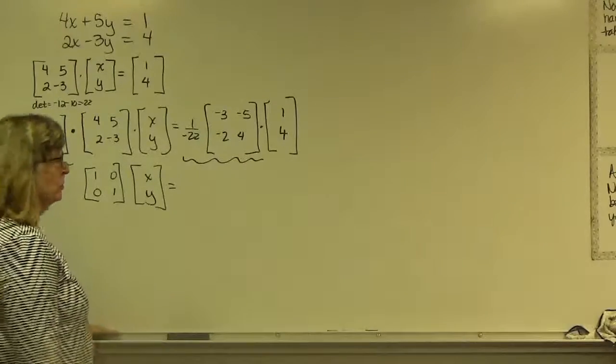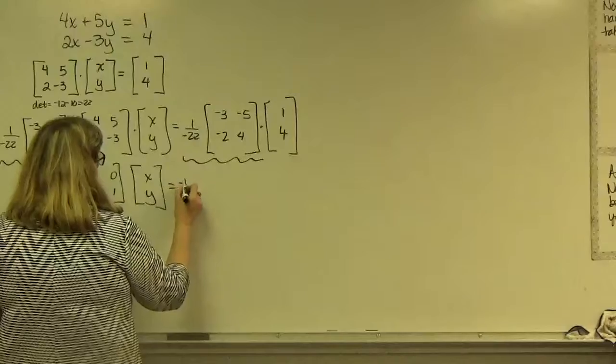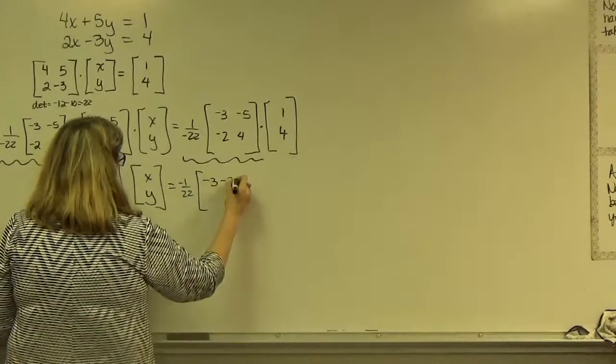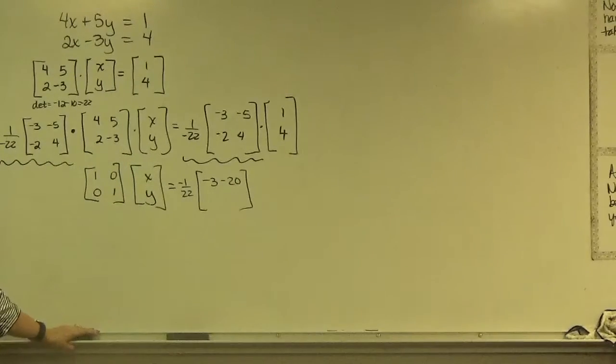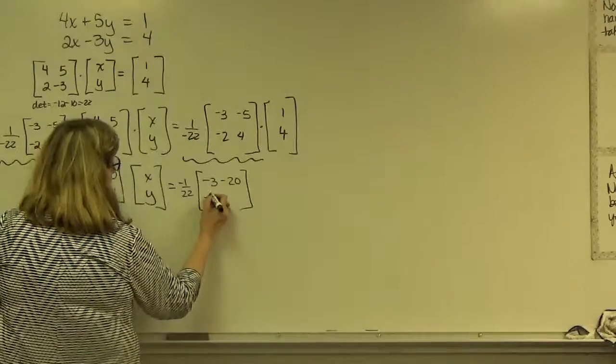So we're ready for Spencer. You're going to get row 1 times column 1. -3 minus 20. Okay, and Robert, you get row 2 column 1. -2 plus 16.